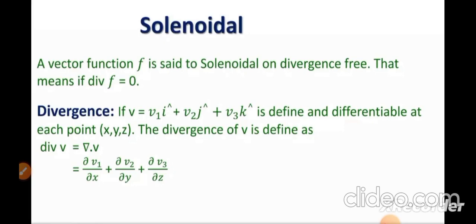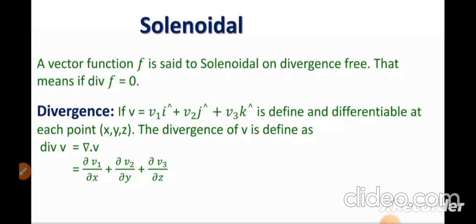In that, we are going to discuss the divergence and curl. Let us see the definition for solenoidal. A vector function f is said to be solenoidal or divergence free. That means if divergence f is equal to 0, then it is called solenoidal. Before seeing that solenoidal definition, we have to know the definition for divergence. Then only we can find the solenoidal.